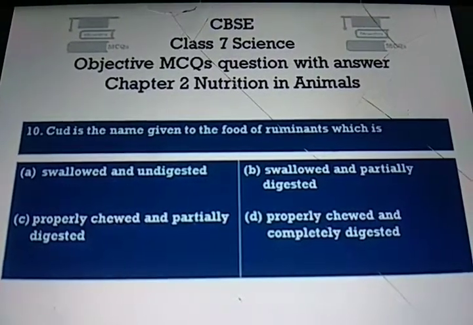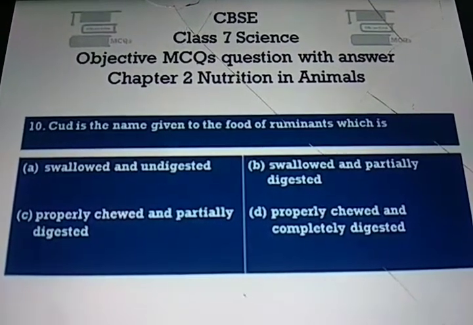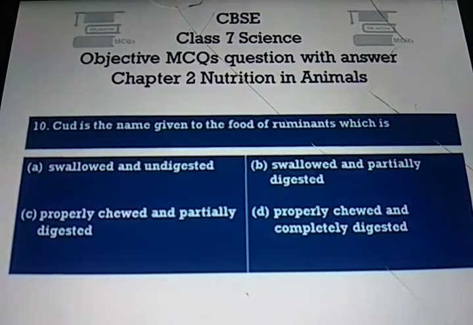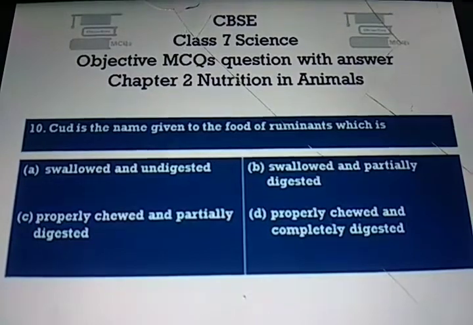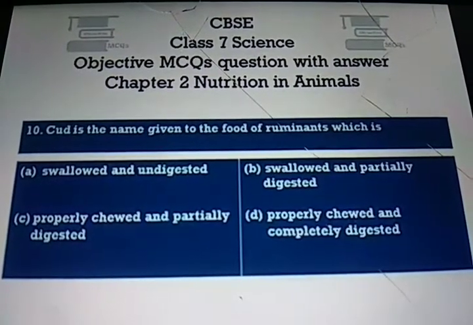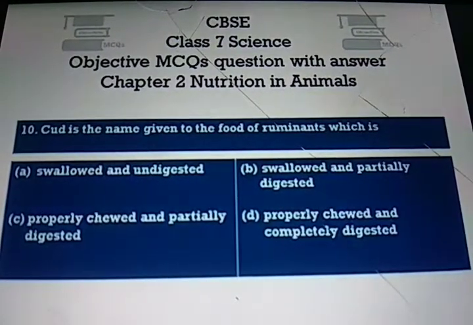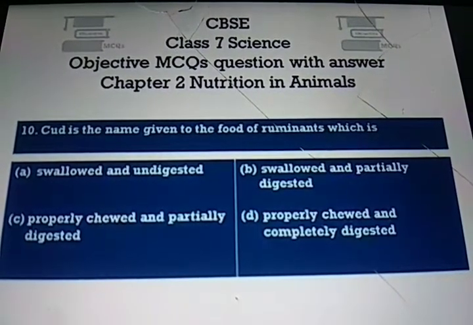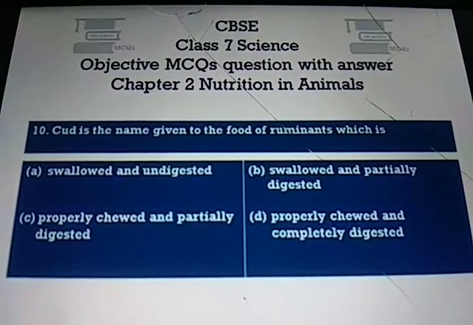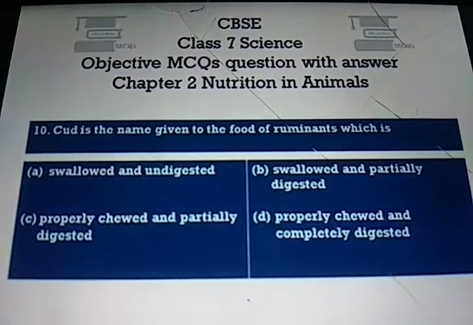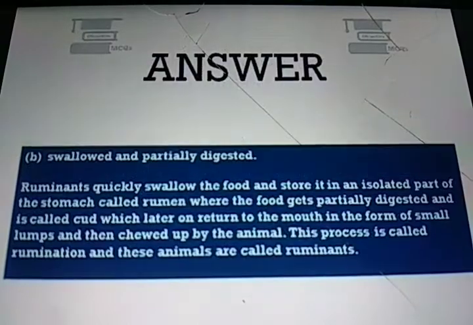Okay, now the last question is: cud is the name given to the food of ruminants, which is: option A, swallowed and undigested; option B, swallowed and partially digested; option C, properly chewed and partially digested; and option D, properly chewed and completely digested. And the right answer is option B, swallowed and partially digested.